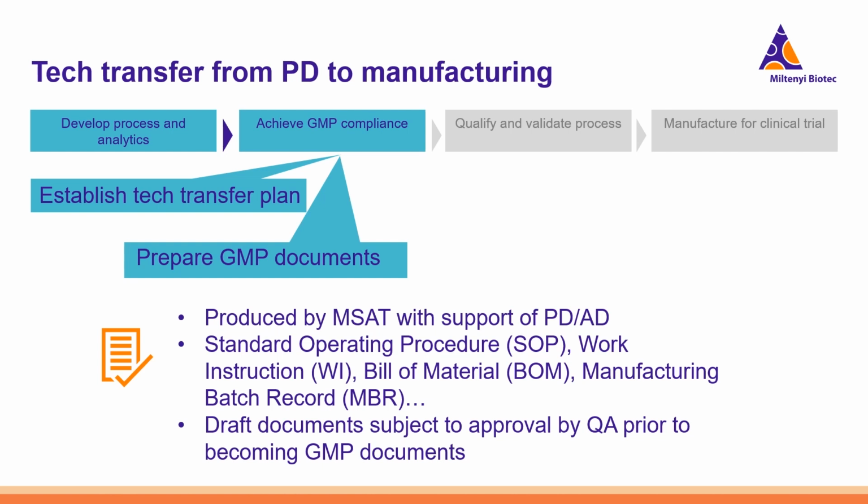And they also need to develop and write work instruction documents, bills of material, manufacturing batch records, and many, many other documents. And these draft documents are not yet GMP, but once they have been checked by the quality assurance and approved, they then become GMP documents.